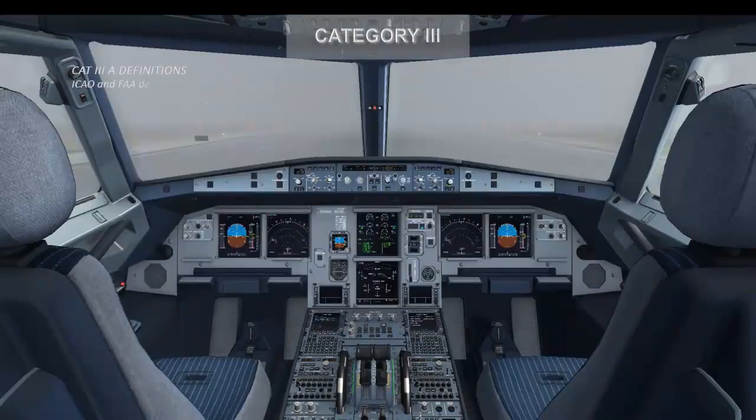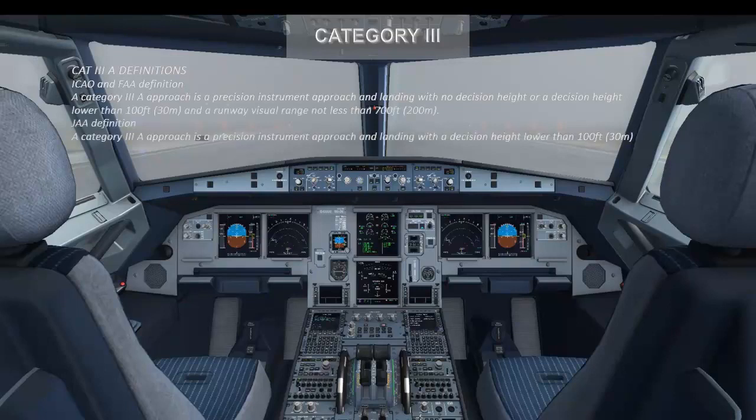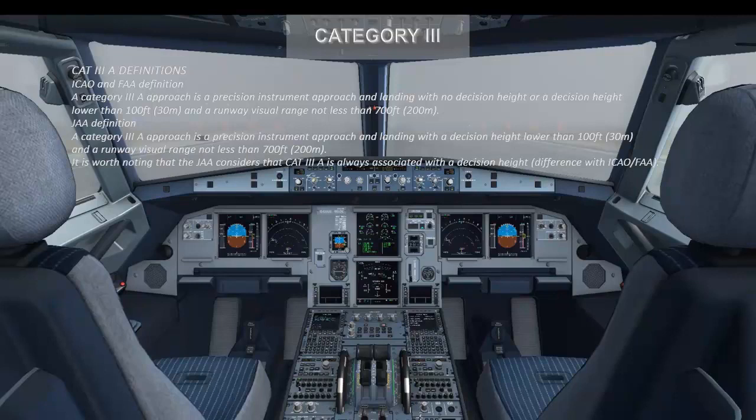Cat 3 definitions. AWO and FAA definition. A Category 3 approach is a precision instrument approach and landing with no decision height or a decision height lower than 100 feet, 30 meters, and a runway visual range not less than 700 feet, 200 meters.